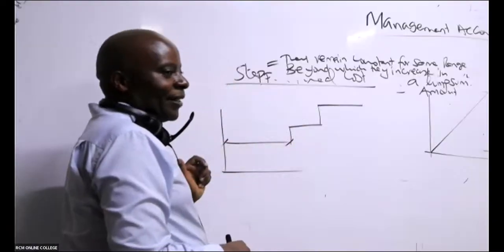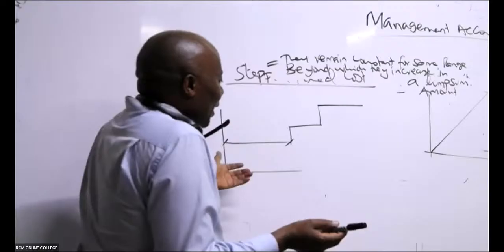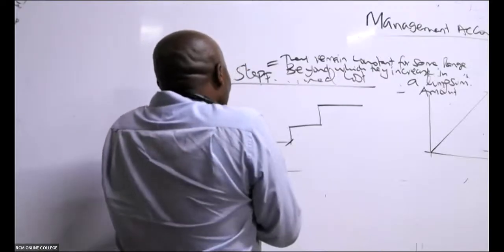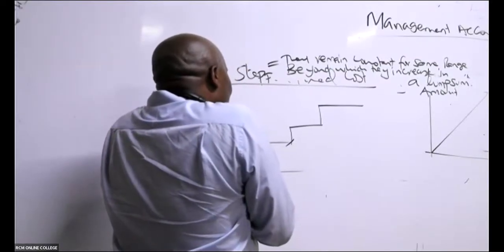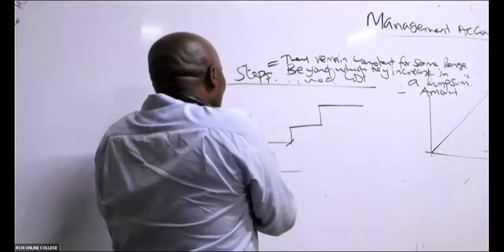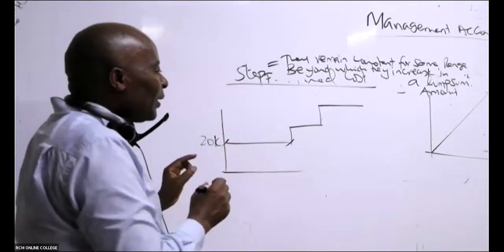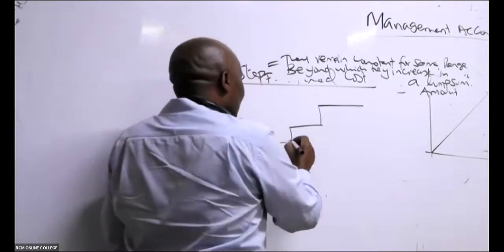For example, we agree with my landlord here, and they say that if I'm going to get 20 students, you give me just one room, and this room I'll be paying 20K. But should these students, for example, exceed how many?